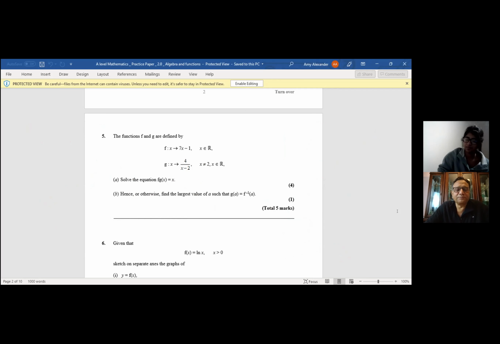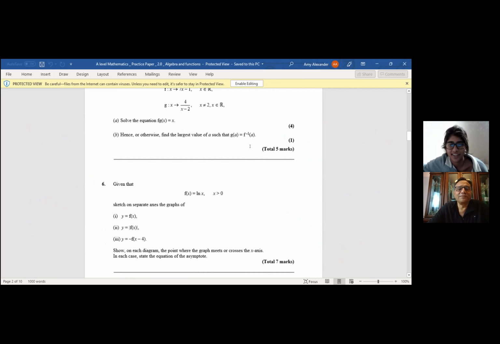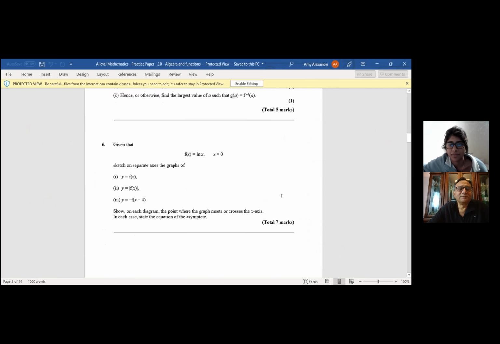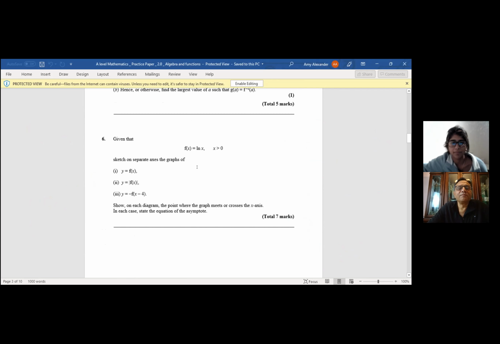Good. Next question. So that was a good little shortcut, especially with the time. Okay, question 6. Given that f of x equals ln x, where x is greater than 0, sketch on separate axes the graphs of, part i, y equals f of x.